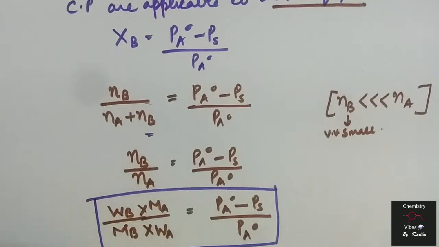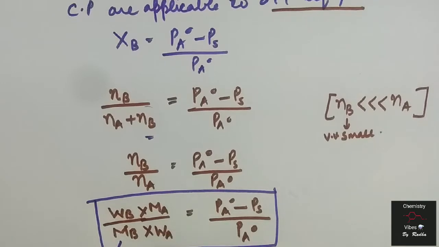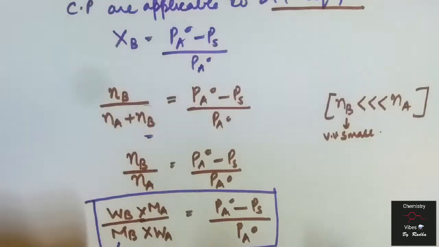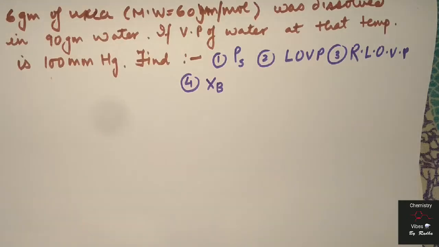Now can't you find the molar mass of the solute Mb from this? Can't we find Mb? That was our aim. That is to be found. Now let us do one numerical based on relative lowering of vapor pressure.